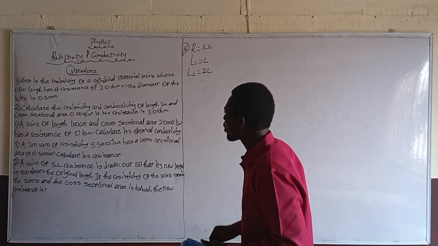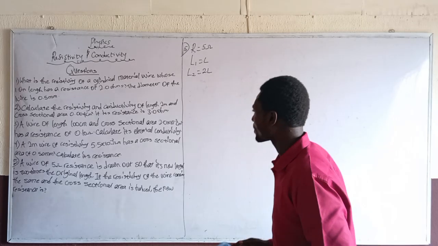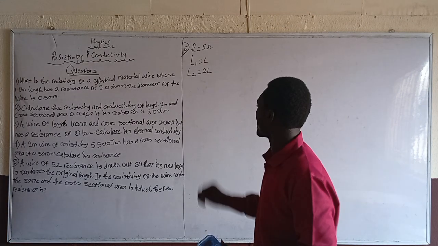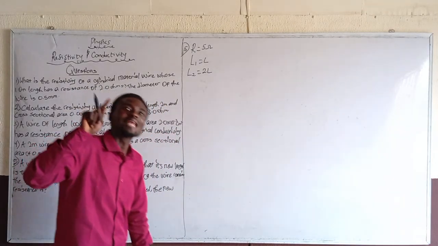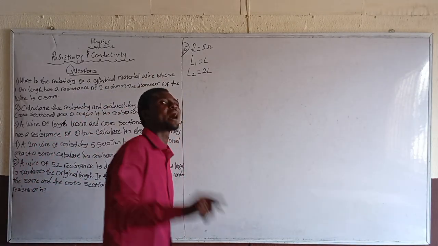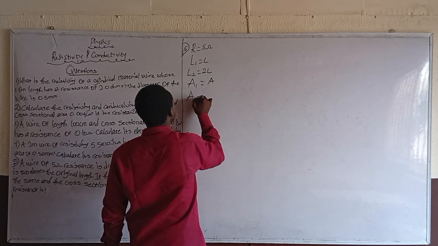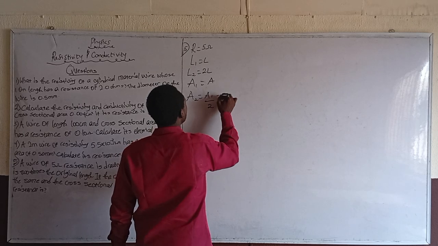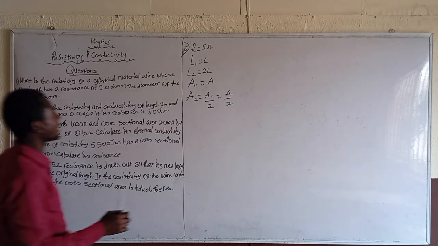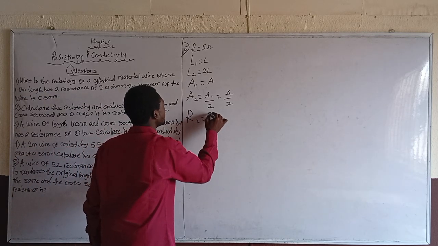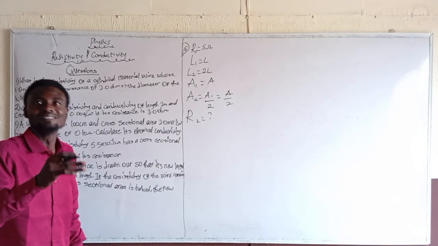If resistivity of the wire remains the same, that means they have the same resistivity, and the cross-sectional area is half. Now, before you have the area, there was an initial area. I will now call the initial area A1 to be what? A. Then A2 is A1 over 2, which is A over 2. Then calculate is what? The new resistance. That is R2. And I will call this one R1.